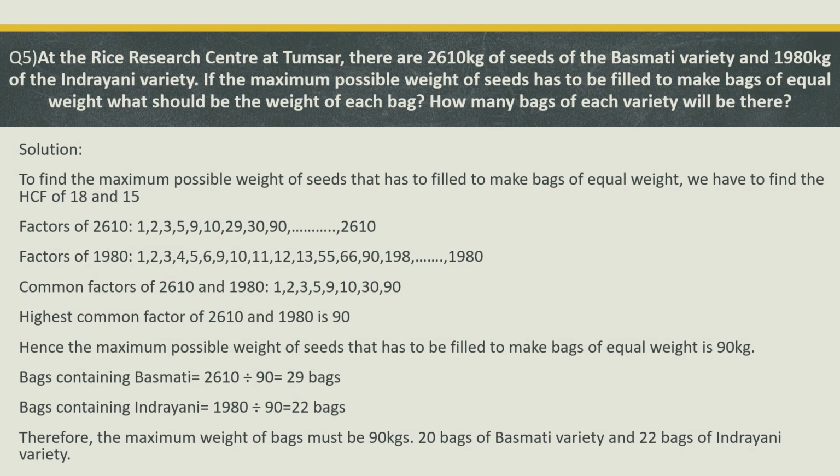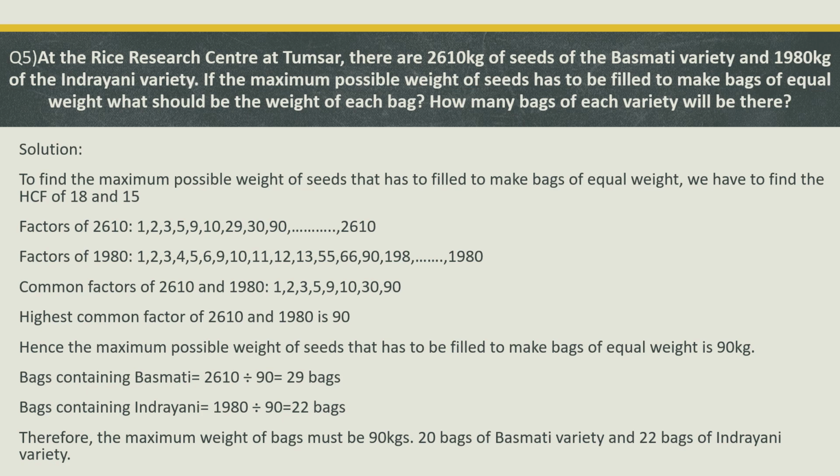Now next, at the Rice Research Center at Tamsar, there are 2610 kilograms of seeds of Basmati variety and 1980 kilograms of the Indrayani variety. If the maximum possible weight of seeds had to be filled to make bags of equal weight, what should be the weight of each bag? How many bags of each variety will be there? First we have to find the maximum weight. Then how many bags?